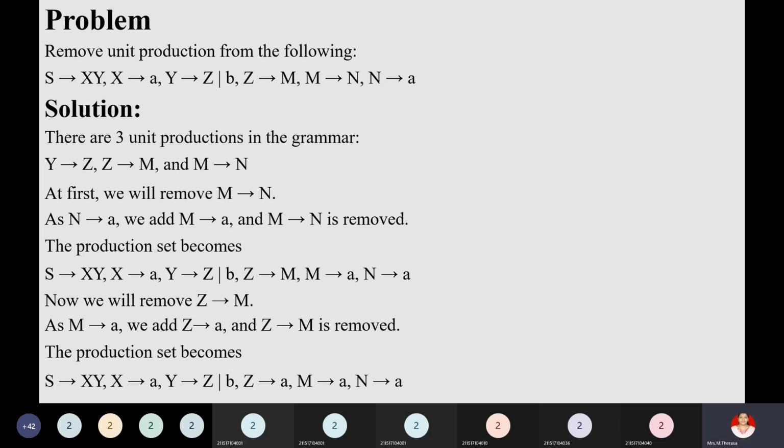As N tends to A, we add M tends to A, and M tends to N is removed. Okay, the production becomes: you will be removing this M tends to N and writing all the other things. Now what you are supposed to do? We can reduce this Z tends to M. Here we know that M tends to A, so you can remove this Z tends to M and introduce Z tends to small a.